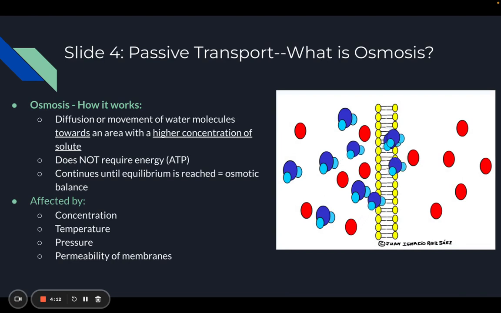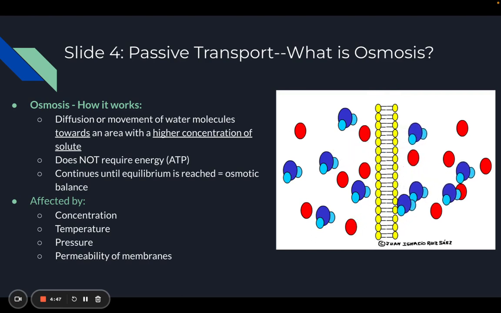Okay, osmosis is similar to diffusion, but it is different because it is the movement of water molecules across the cell membrane. In this case, the solute of the solution is not moving. It is the water itself that moves across the membrane. And what it's going to do is it's going to move towards the area with the higher concentration of solute because that means the water concentration is lower. So you see on the right side of the slide that the water molecules are moving to once again establish equilibrium or to remove the concentration gradient.